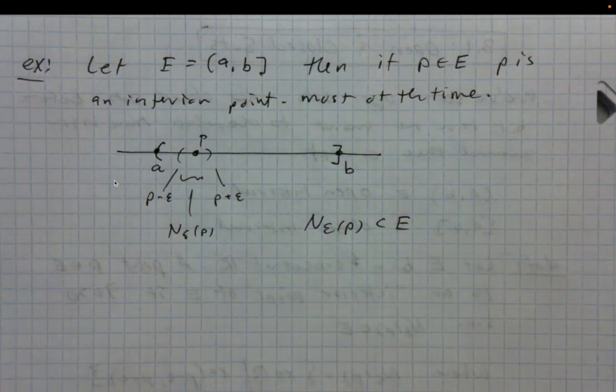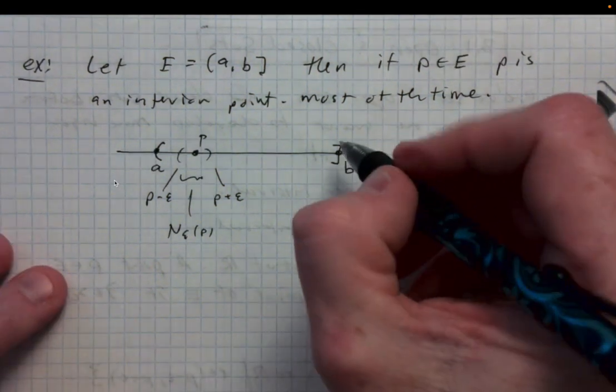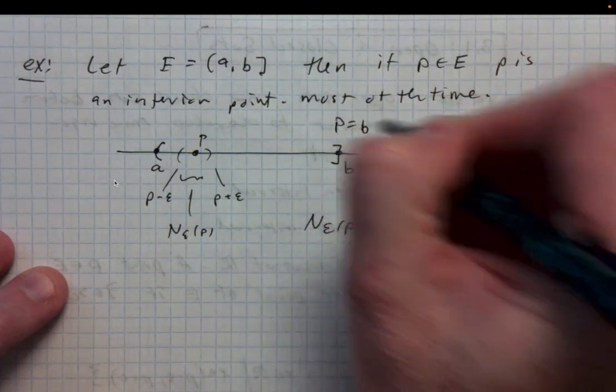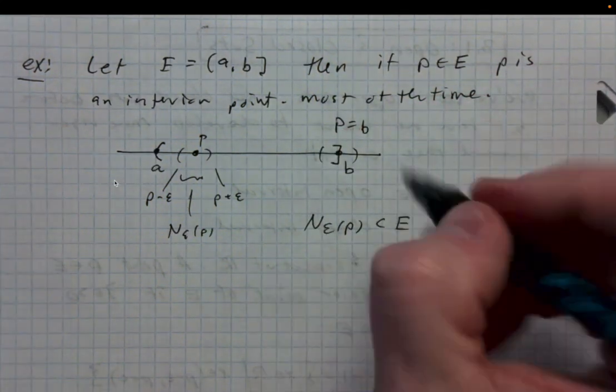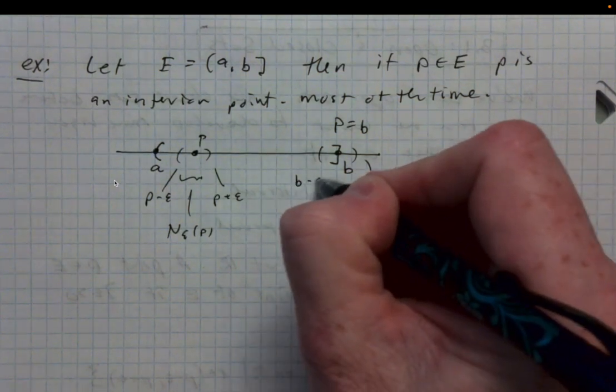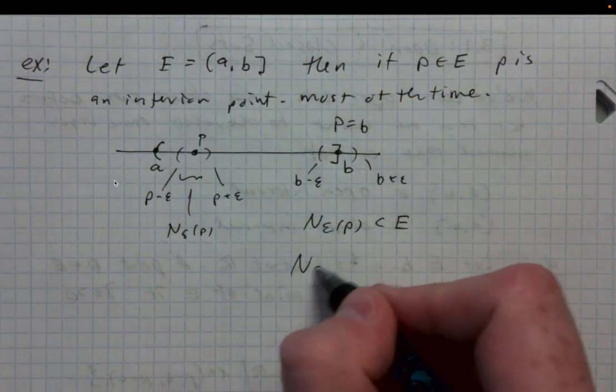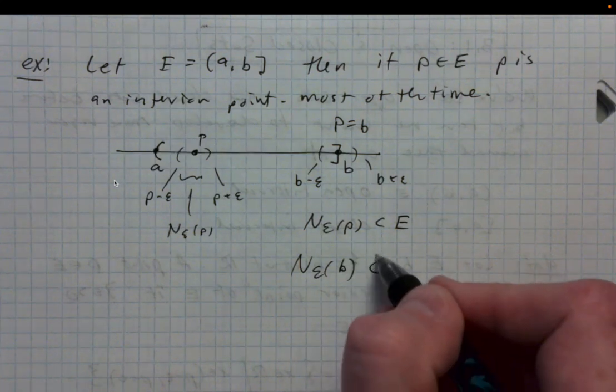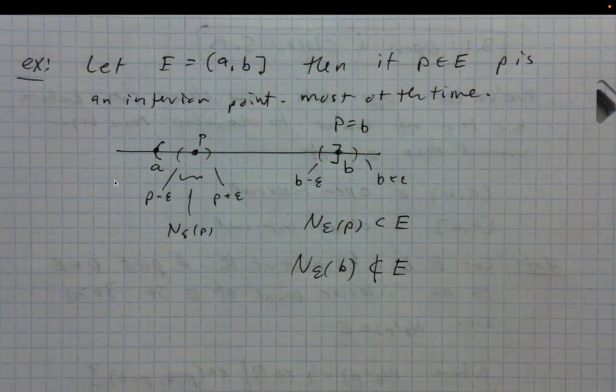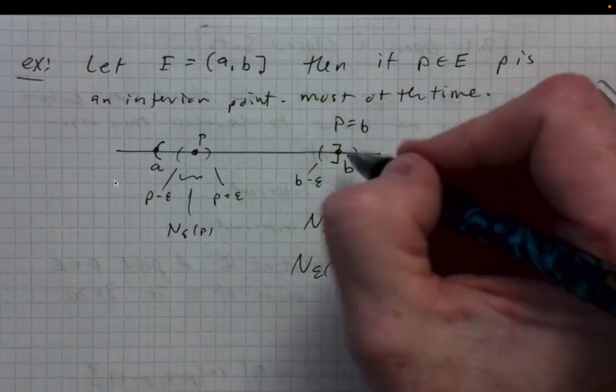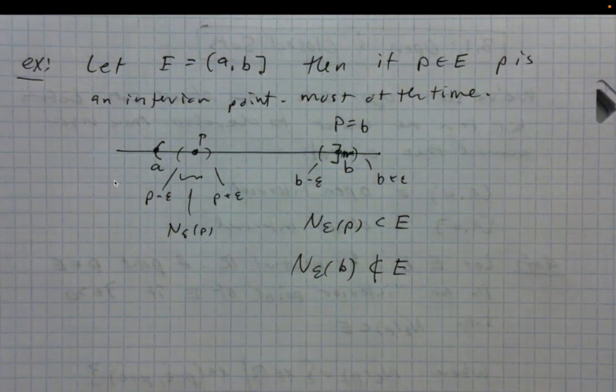Now you run into a problem on the upper end, right? Up here, if P equals B, then I've got a problem, because this is B plus epsilon, this is B minus epsilon, and guess what? The epsilon neighborhood of B is definitely not a subset of E, because of this section here. You've got this piece that is leaking. So that would not be an interior point.